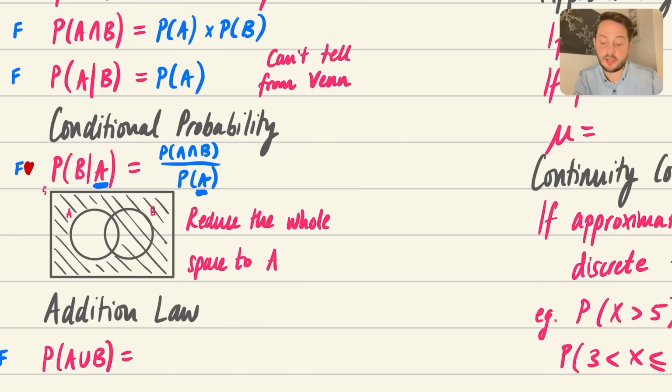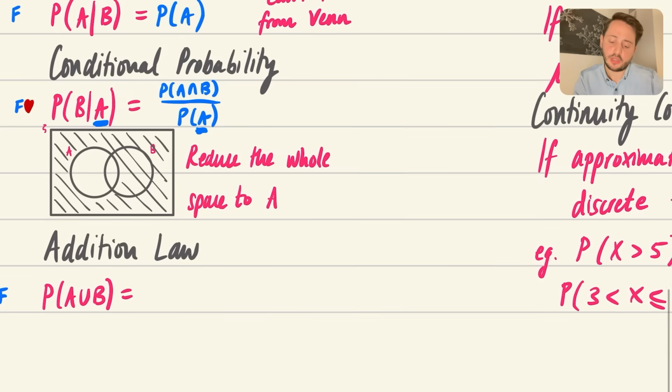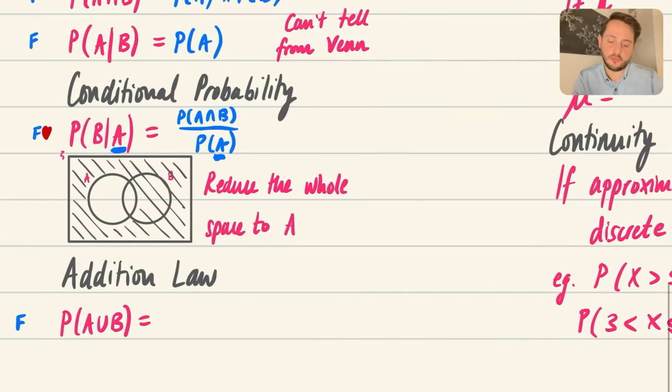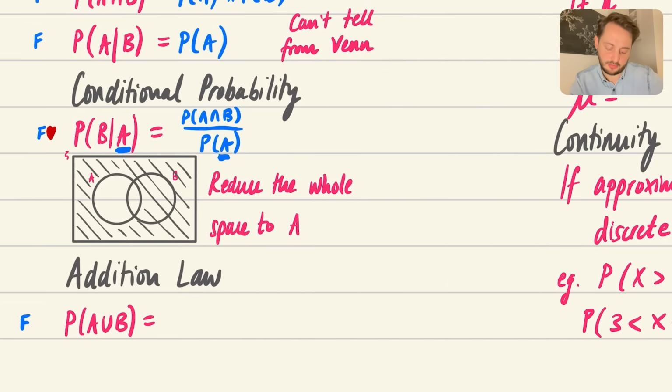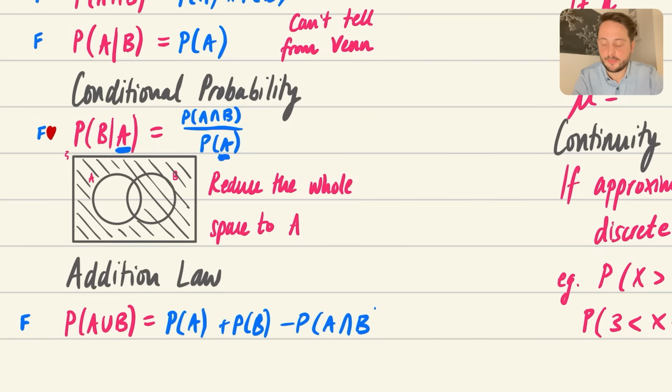If you're looking at a Venn diagram for this, just reduce the whole space to the thing that is given. So here I've reduced it by just zooming in on this area, and then you just deal with all the probabilities and numbers that you've got in that space. And again, if you're not sure what I mean here, I've got a few videos that might help you. Last of all, the addition law is in the formula book, so you may not want to memorize this, but this is just the probability of A plus the probability of B minus the probability of A and B.